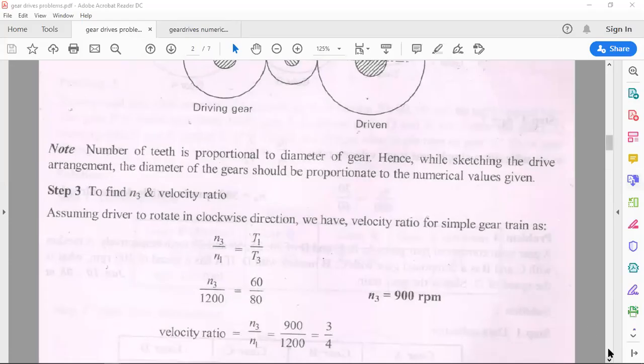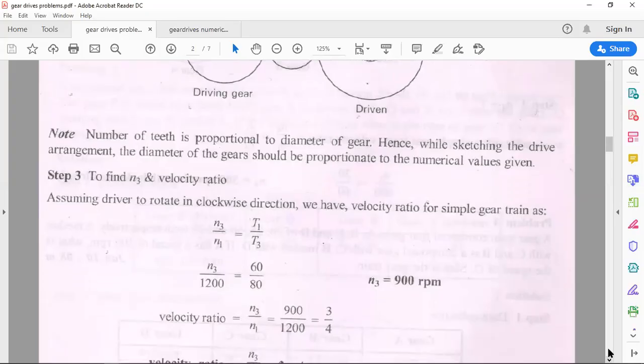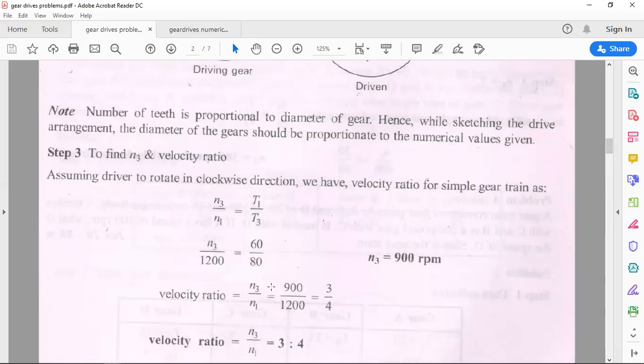Next, we need to find the velocity ratio as well. Velocity ratio is nothing but N3 by N1, which is equal to T1 by T3. From this equation itself, I can get the velocity ratio, that is 60 by 80. I can use this to get the velocity ratio without finding N3 and then taking the ratio of N3 by N1. So you can do it either way. After finding the N3 value, that is 900, use the equation velocity ratio equals N3 by N1.